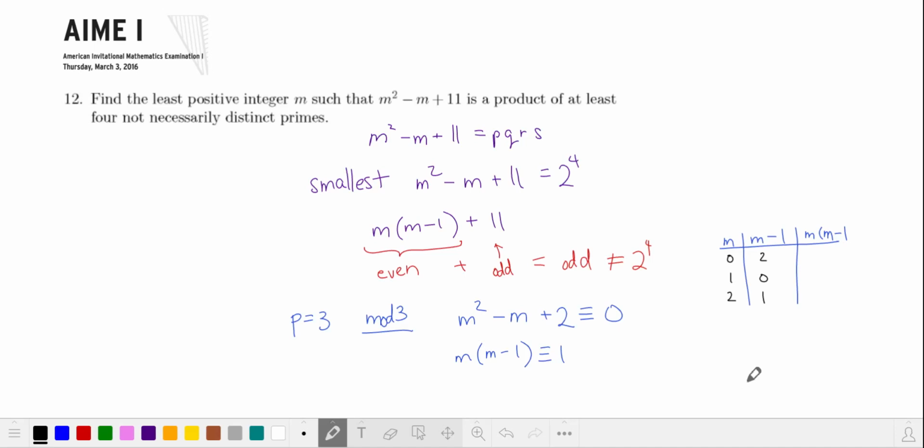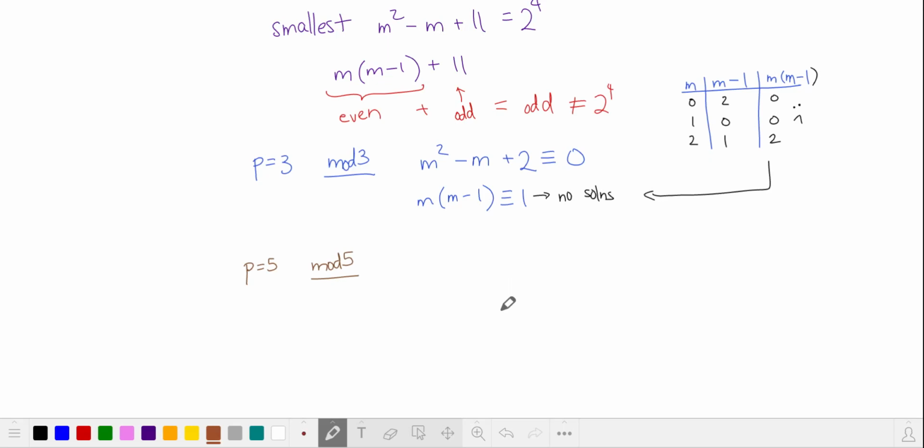We can make a quick table for all possible values of m. We notice that the product of m and m minus 1 is never equal to 1 in mod 3, so there are no solutions, which means 3 is not one of our primes. To check to see if one of our primes is 5, we check for divisibility by 5.